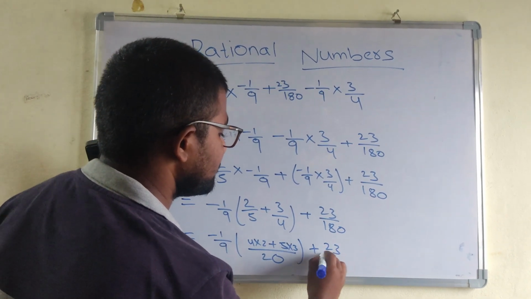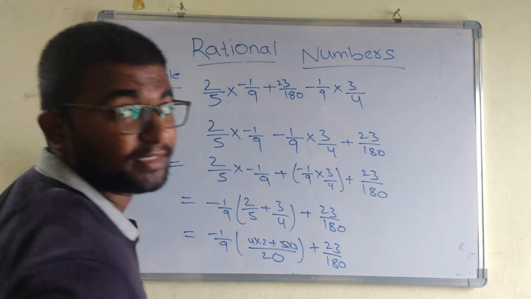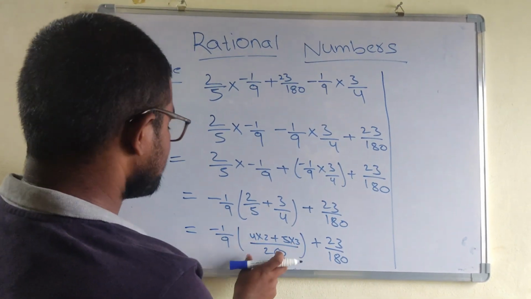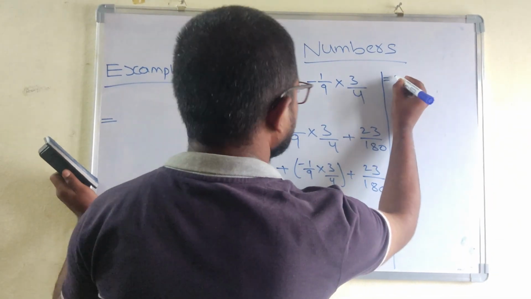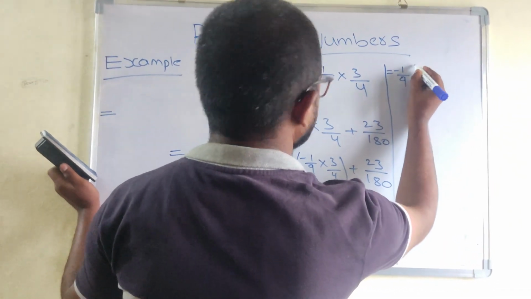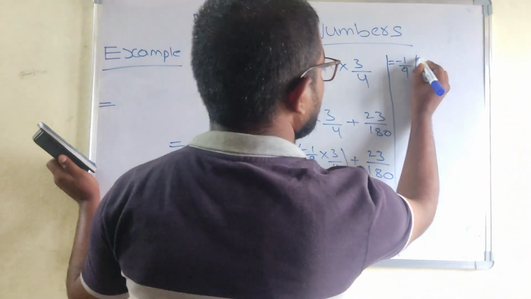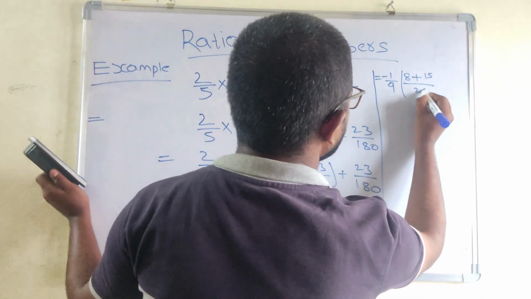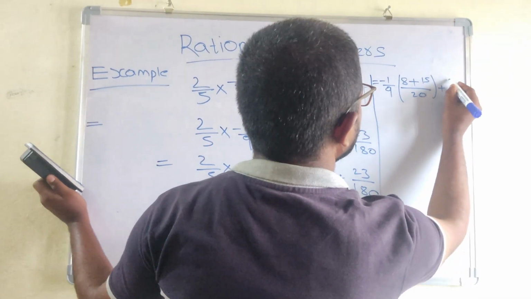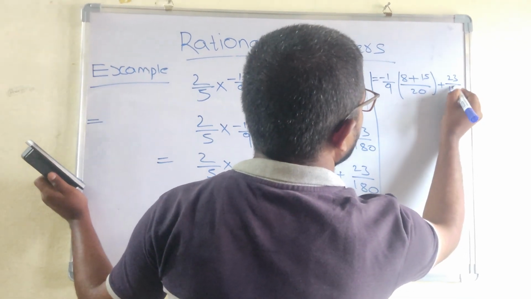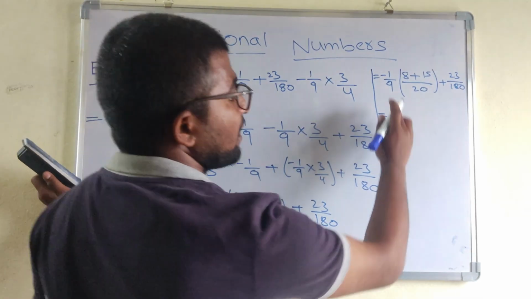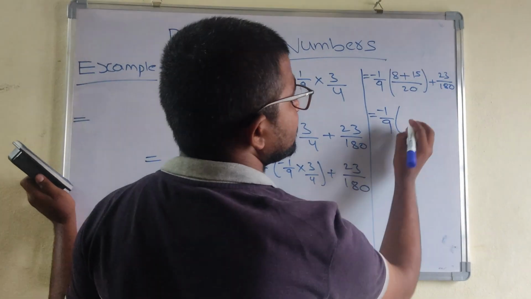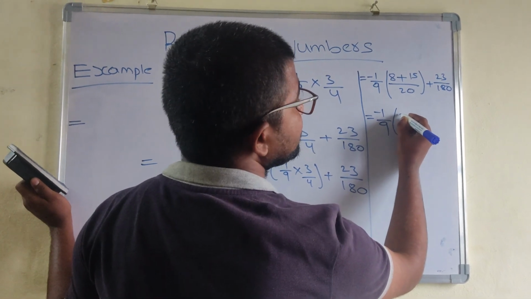plus 23 by 180. Next, see here. What is the calculation of this? That is minus 1 by 9 into 4 twos are 8, 5 threes are 15 by 20 plus 23 by 180. Next, add minus 1 by 9, 15 plus 8, what is 15 plus 8?